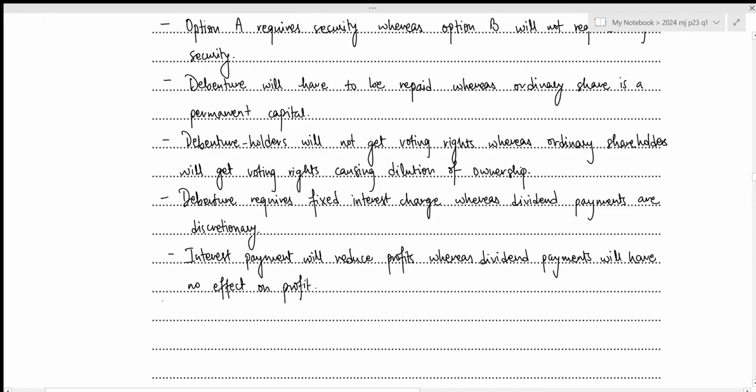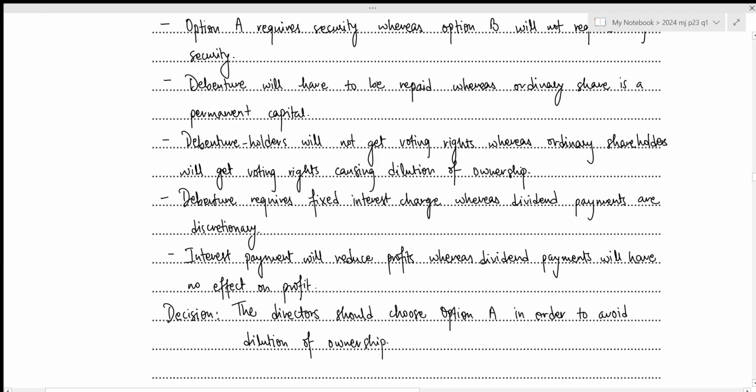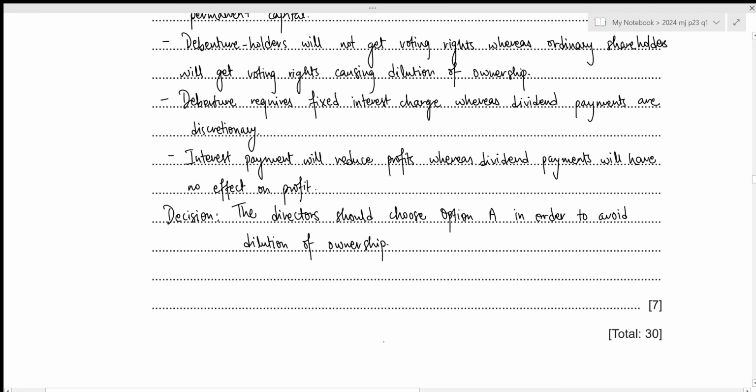Now, based on these factors, we can make a final decision. In this case, I would suggest the directors to go with option A in order to avoid any dilution of ownership. Let's write it down. The directors should choose option A in order to avoid dilution of ownership. Alright, that is all for this question.